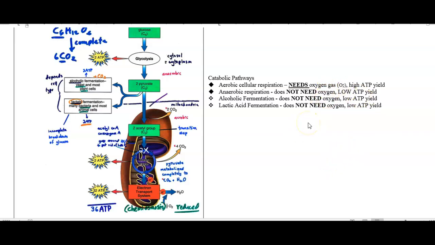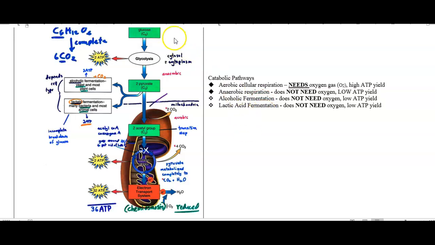And our cells will have oxygen sensors telling how much oxygen is there. So if there's not that much, then it will go to, in this case, lactic acid formation. So anaerobic, we can have alcohol fermentation, right here, or lactic acid fermentation. So these are anaerobic. And we'll get into more details later on.